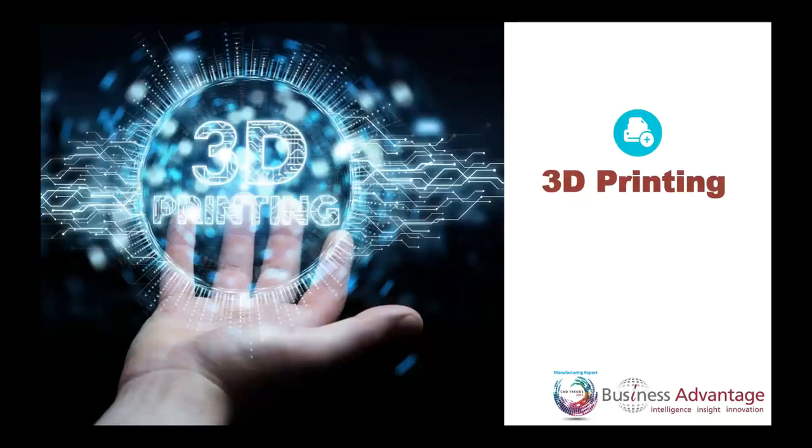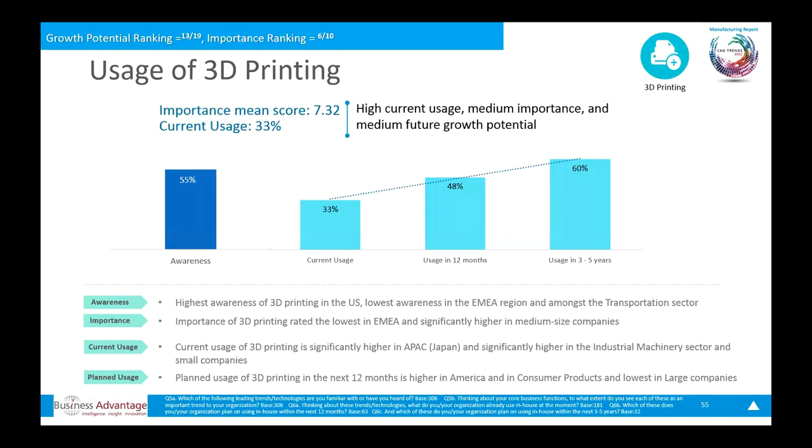Now we'll look at 3D printing. Awareness of 3D printing is now high, and the importance rating has increased from 5.4 over time to 7.32. Chris mentioned that earlier. Current usage in our sample is 33%, with future growth reaching 60% in 3 to 5 years. Usage of 3D printing is statistically significantly higher in APAC, particularly in Japan, where the trend has really been embraced. Planned usage is anticipated in the Americas amongst larger companies and also amongst the consumer products industry sector.